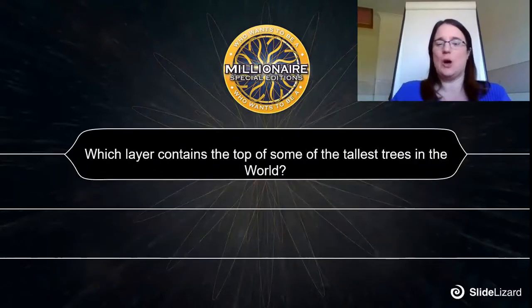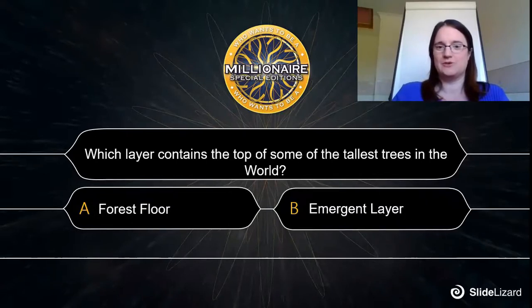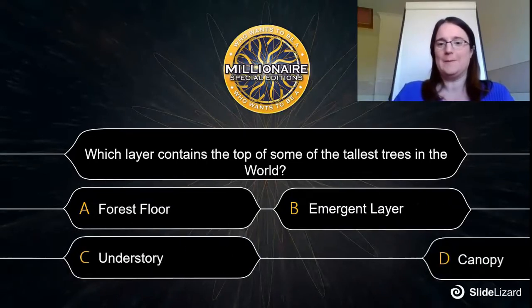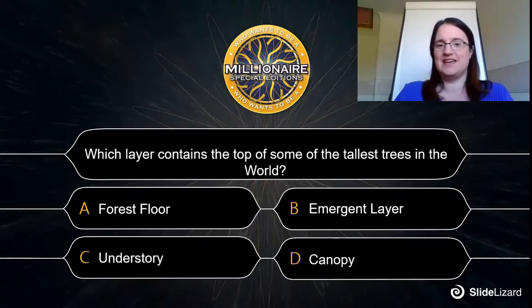Okay. Which layer contains the top of some of the tallest trees in the world? Is it A, the forest floor, B, the emergent layer, C, the understory, D, the canopy? Which layer contains the top of some of the tallest trees in the world?